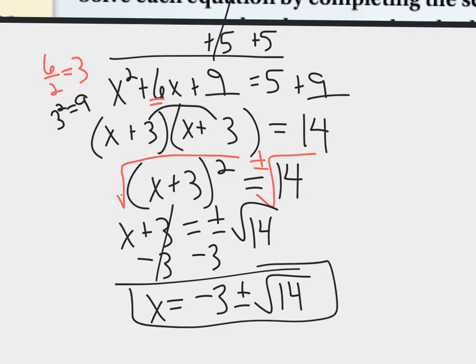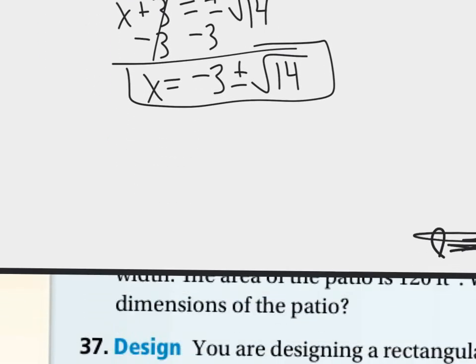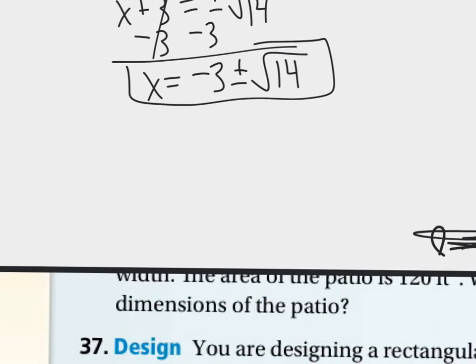So the exact answer would be -3 plus or minus square root of 14. And then at that point, it would be a matter of typing those into our calculator and seeing what we get. So -3 minus square root of 14, or -3 plus square root of 14. Those are the two solutions that should work.